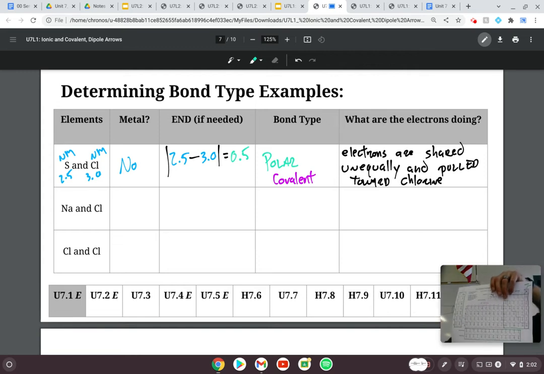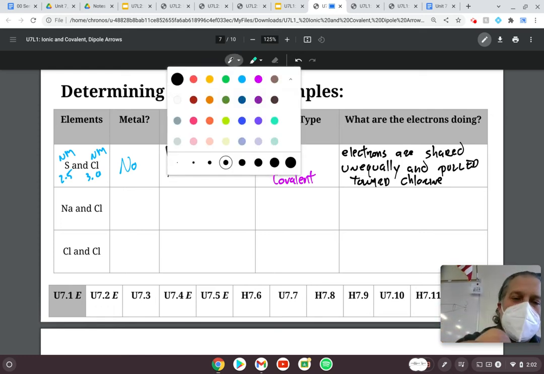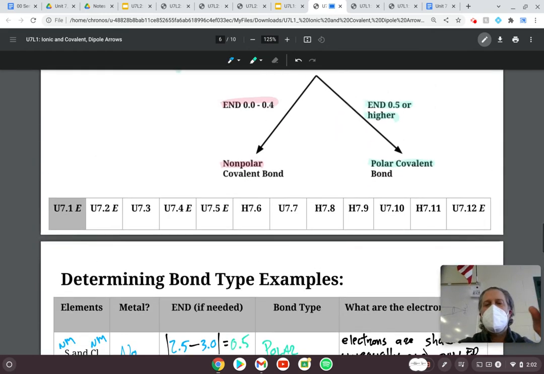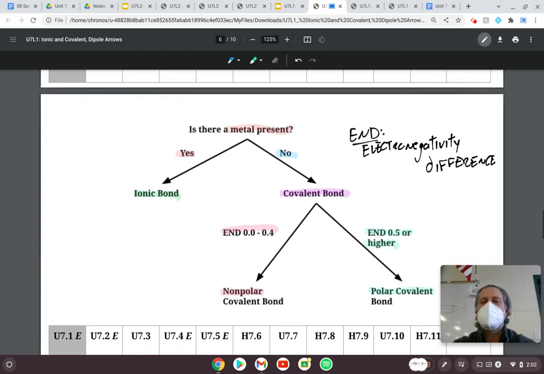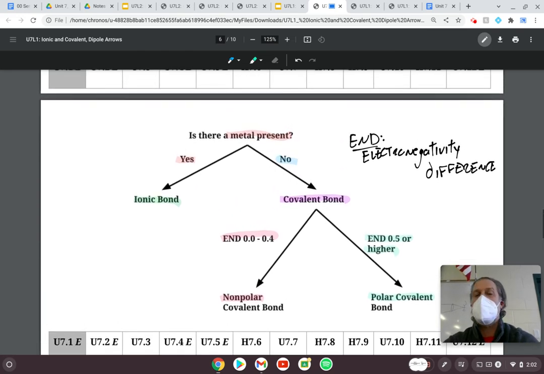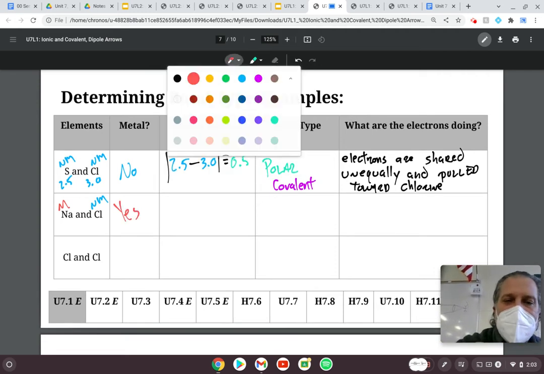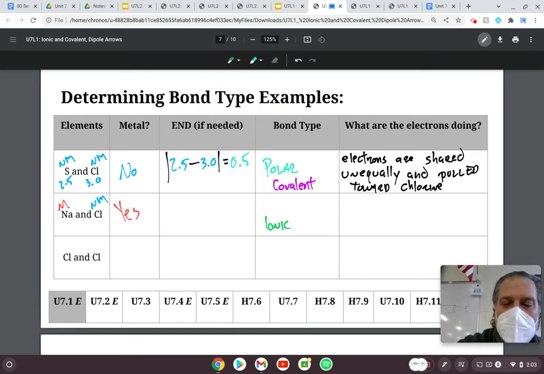So then I go on to my next one, sodium and chlorine. Sodium I know is in column 1 of my periodic table, and chlorine is in column 17. So that tells me that sodium is a metal and chlorine is a nonmetal. If I go back up to my handy-dandy chart, the question says, is there a metal present? The answer is yes. So that tells me I have an ionic bond. Without having to do any math, I know it's an ionic bond. So I don't need to do the electronegativity difference for an ionic bond.